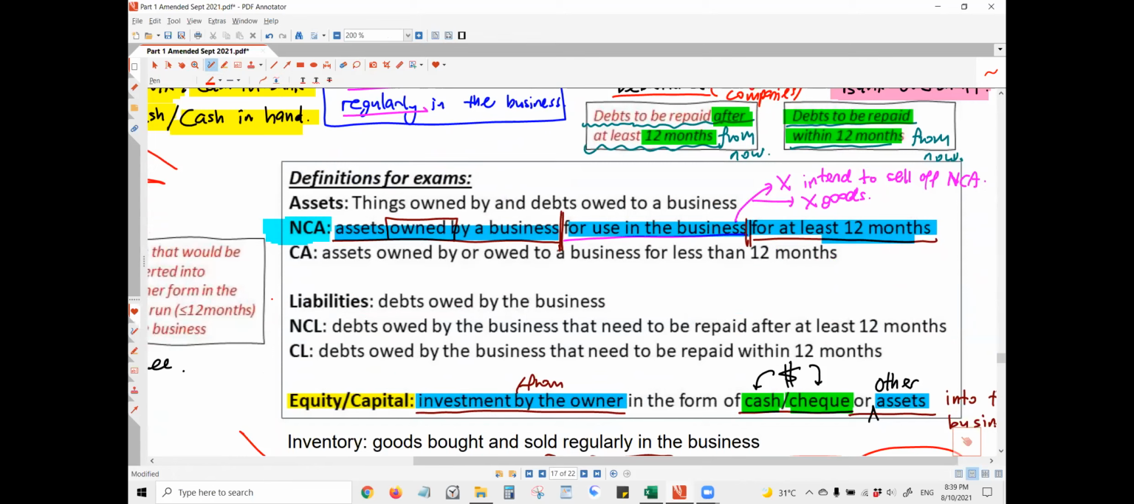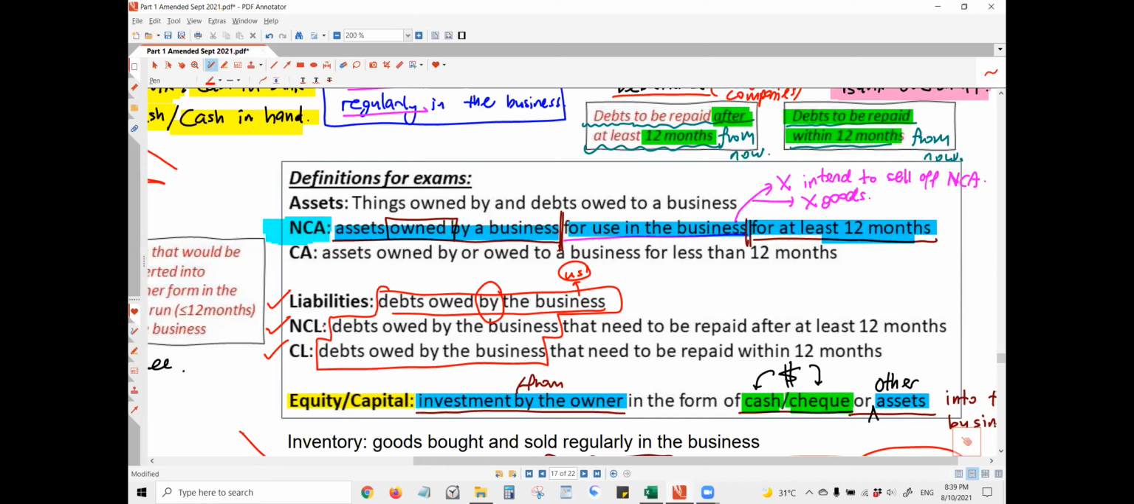Okay. You may be asked to give a definition for the single word liabilities, sometimes a definition for the NCL, sometimes for the CL. If you notice, the first part of the definition is the same, right? Because all of them are liabilities, debts owed by the business. So if you are asked to give a definition for liabilities, then just give this line: debts owed by the business. Make sense? Business means us. We are the business. So we owe people money.